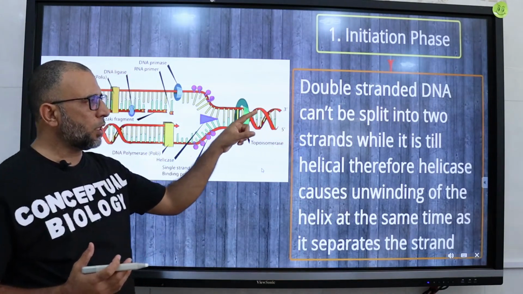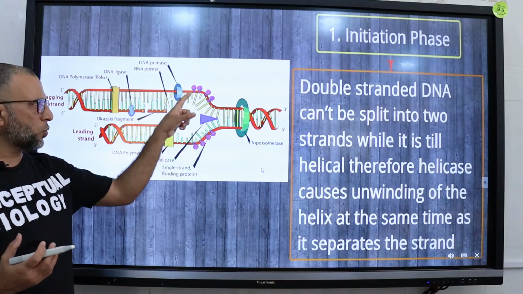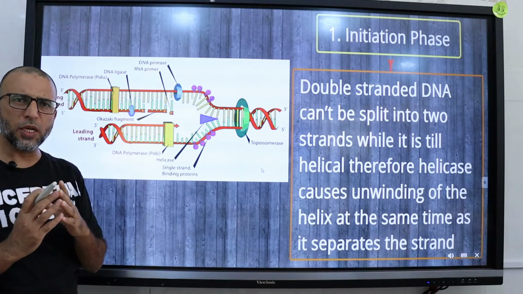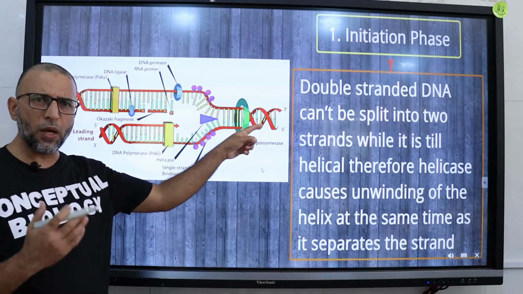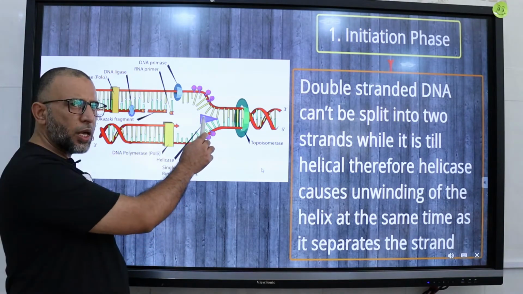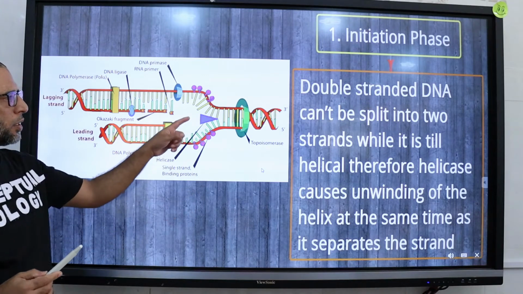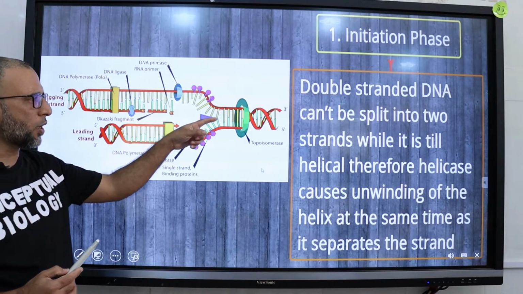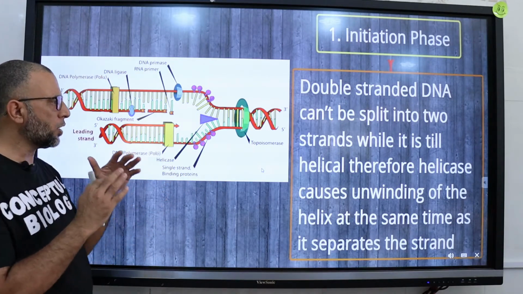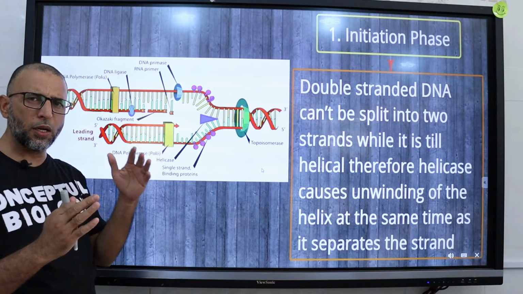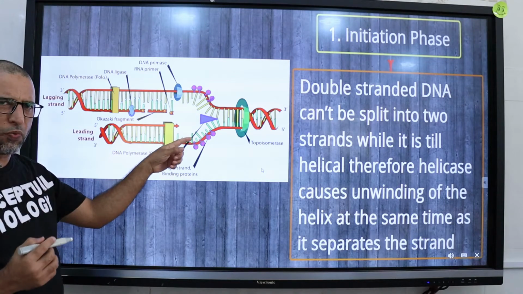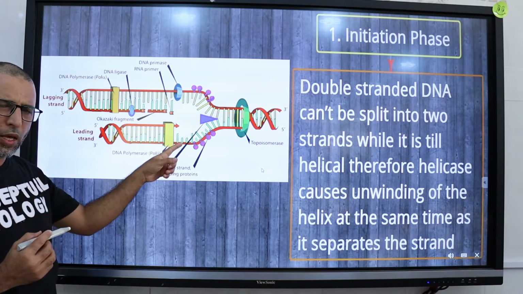So, the double stranded DNA molecule cannot split into two strands while it is still helical. Therefore, the helicase enzyme causes the unwinding of DNA, and at the same time it separates the strands. This helicase enzyme is responsible for unwinding of the DNA molecule and also for breaking the hydrogen bonds between adenine and thymine and guanine and cytosine, so that the two strands separate from each other, and each strand acts as a template strand.